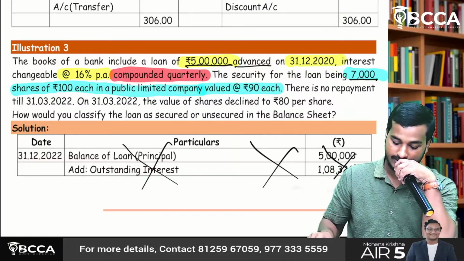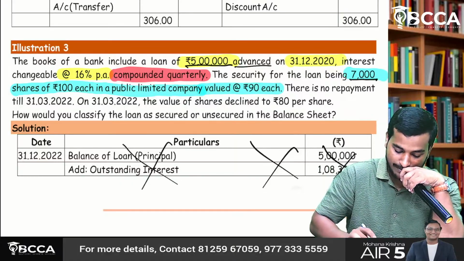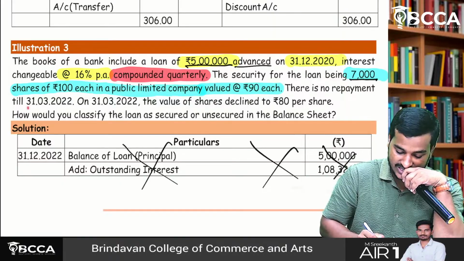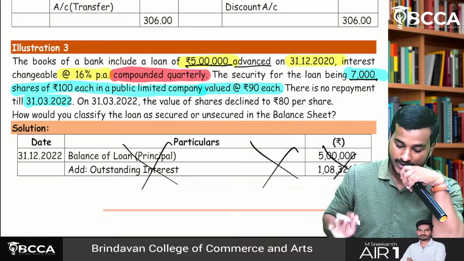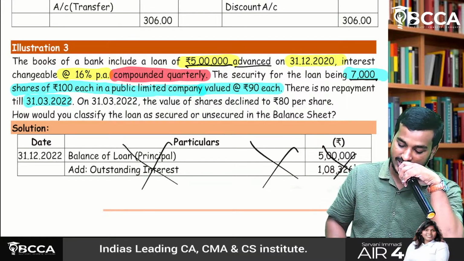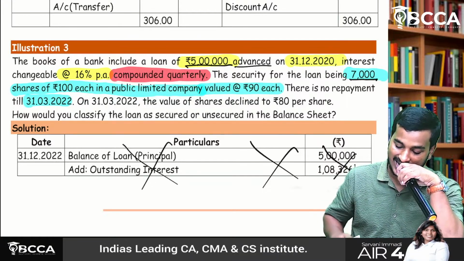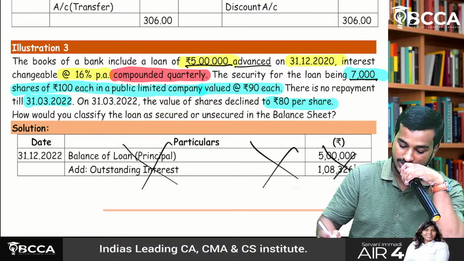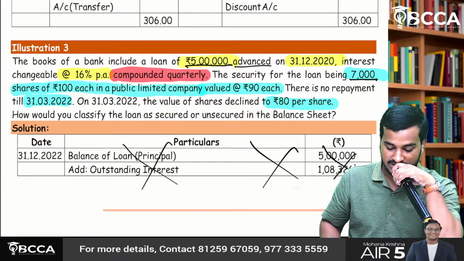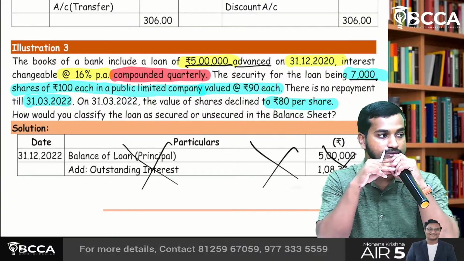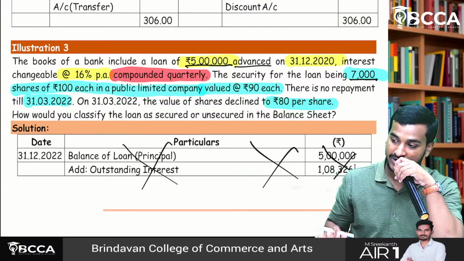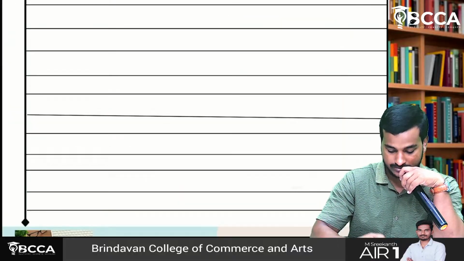There is no repayment till 31st March 22. This is very, very important. On 31st March 22, the value of shares declined to 80 per share. How would you classify this loan as secured and unsecured? Listen very, very carefully. I will do it. Just focus.